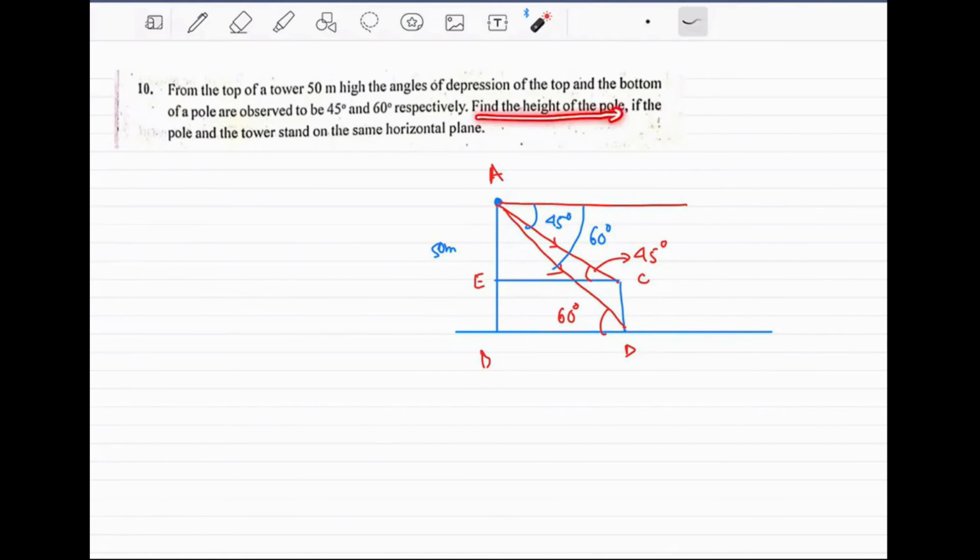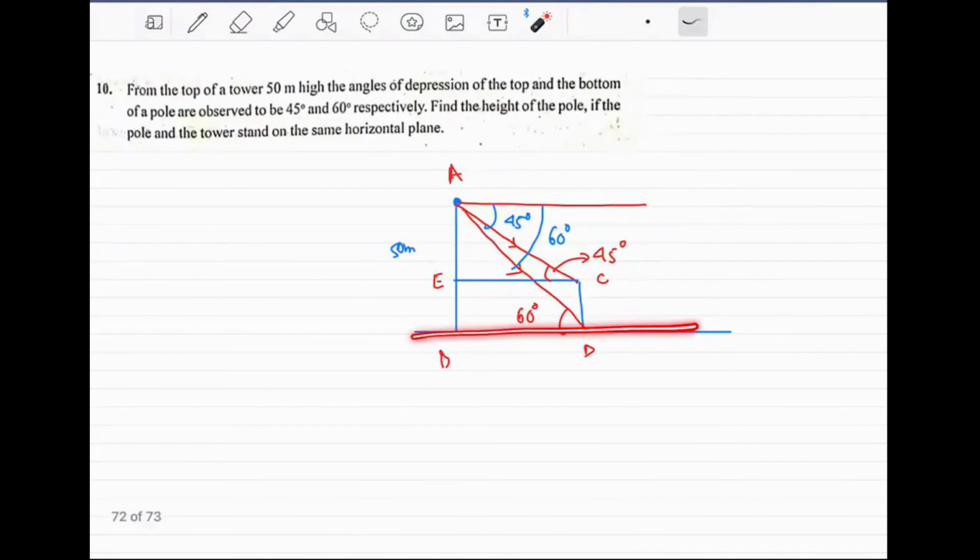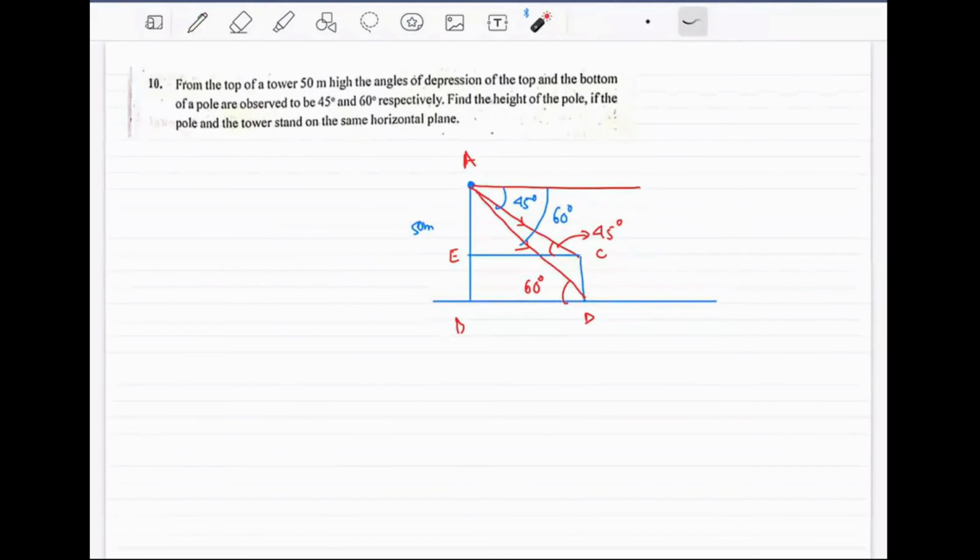Question 1 is to find out what? Find the height of the pole. If the pole and tower stand on the same horizontal plane. This is the tower, this is the pole or the stick. They are on the same horizontal plane. The question wants to find out what? Height of the pole. Height of the pole is which one? This part right here. This is the height of the tower and this is the height of the pole.